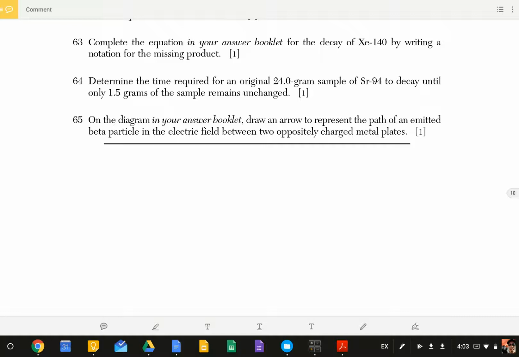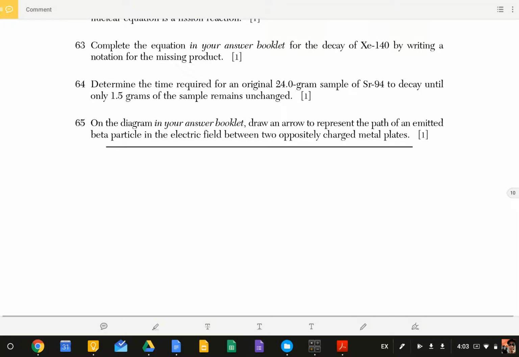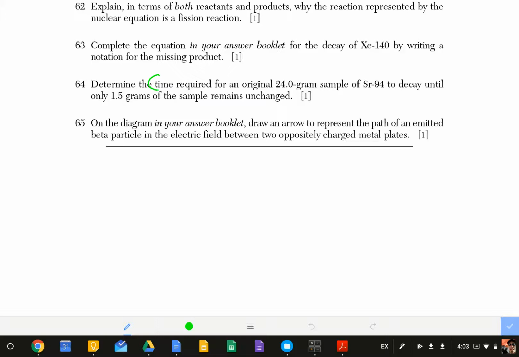Okay, now for number 64. Determine the amount of time required for an original 24 grams of strontium-94 to break down, to decay, until there's only 1.5 grams left. Okay, there's a hard way and an easy way, or a longer and a shorter way. Let's do it the long way.